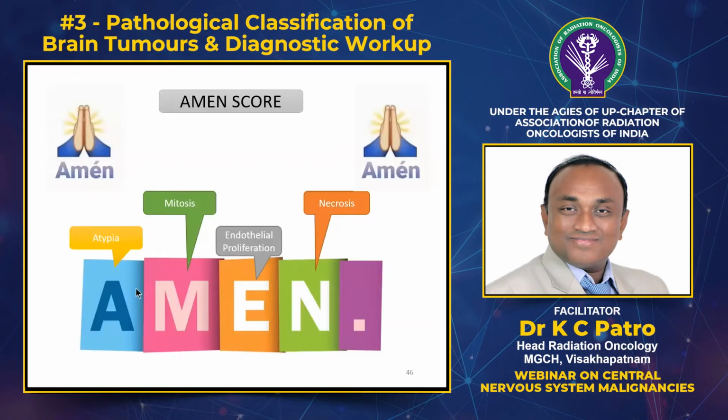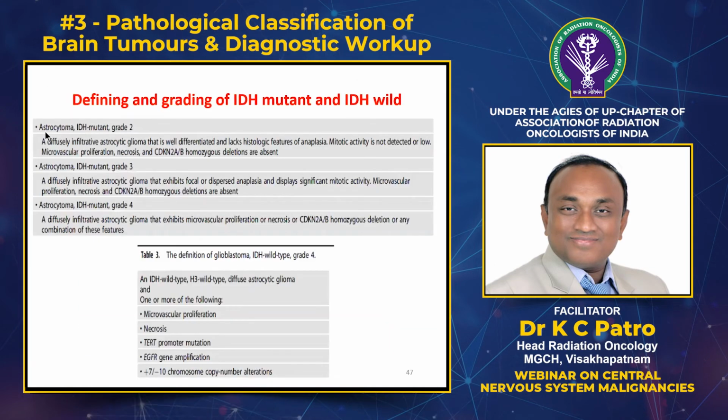If you go to the histopathology of glioma, there is the so-called MEN score: A for atypia, M for mitosis, E for endothelial proliferation, N for necrosis. On the basis of this score, you can diagnose in the histological classification. If you see astrocytoma IDH mutant grade 2, there is no anaplasia, no mitotic activity, no microvascular proliferation, and no CDKN2A/B deletion, then it is called astrocytoma grade 2 IDH mutant. If there is dispersed anaplasia and significant mitotic activity, but no microvascular proliferation, no necrosis, no CDKN2A/B deletion, then it is grade 3. If you find necrosis, CDKN2A/B deletion, and microvascular proliferation, though it is IDH mutant, you can take it as grade 4.